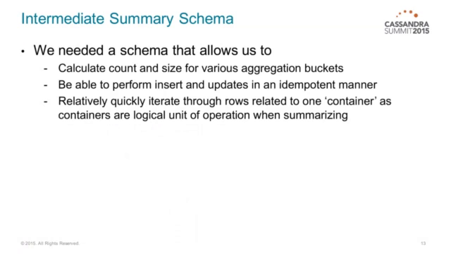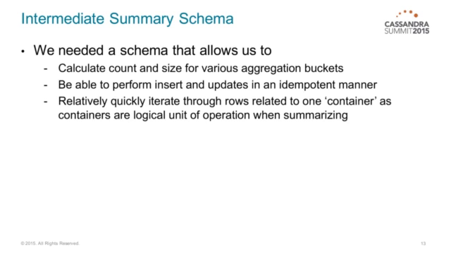To start with, what exactly are my requirements for this intermediate summary table? We need a schema that allows us to get the total count and size for various bucket combinations. And then we want a schema where we can do inserts and updates or any operations on the table in an idempotent manner. We don't want to get into the complexities of, if an error occurs, how do we clean up, how do we do manual roll-ups, rollbacks, things like that. So we want a mechanism for idempotent operations.